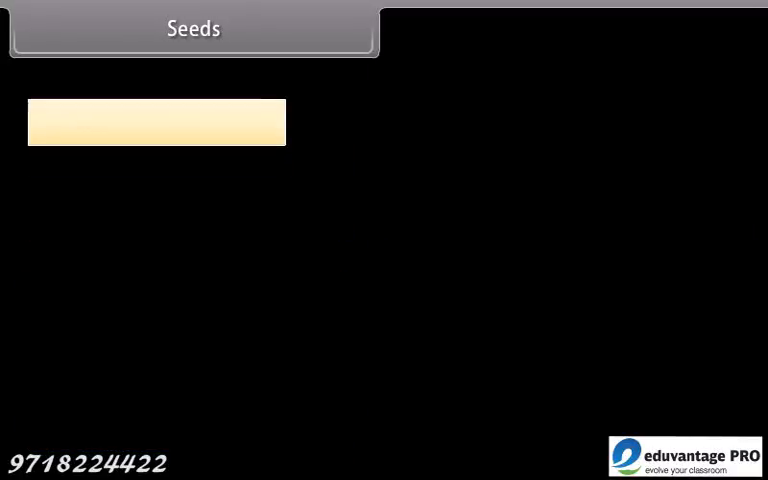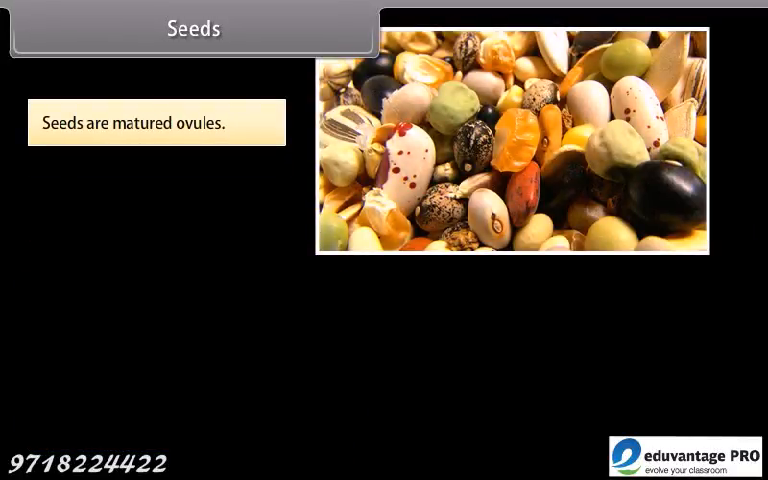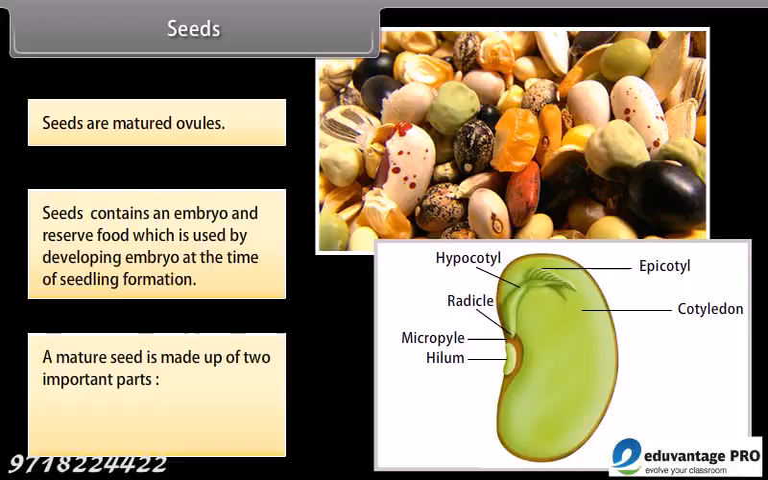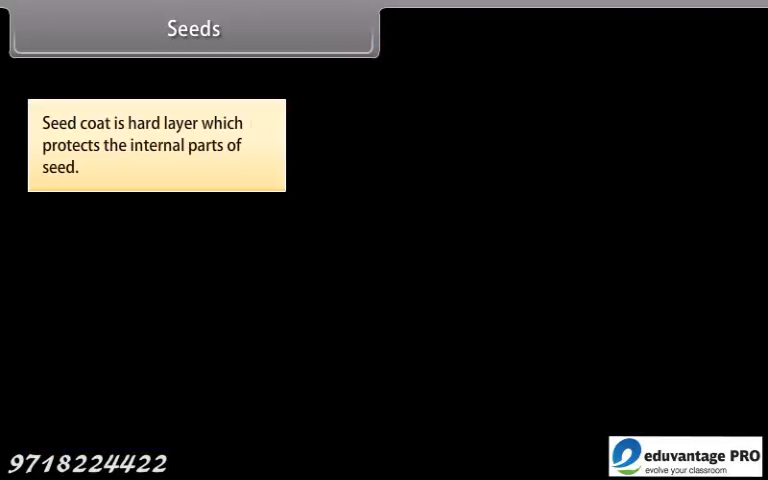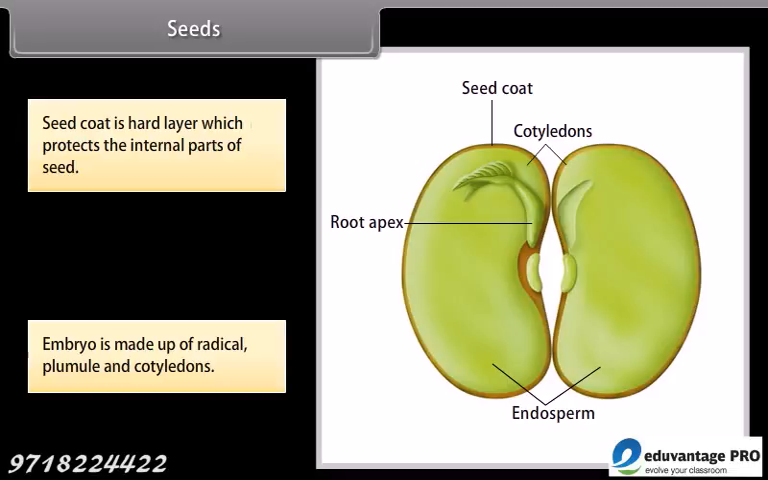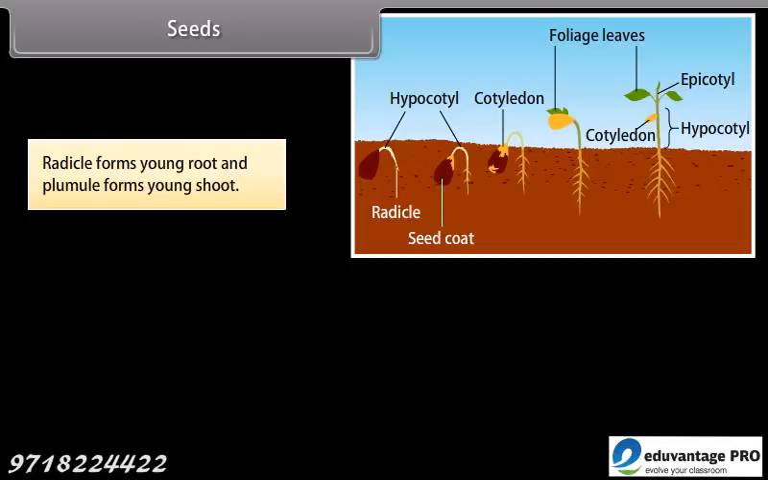Seeds. Seeds are matured ovules. Seeds contain an embryo and reserve food which is used by developing embryo at the time of seedling formation. A mature seed is made up of two important parts: seed coat and embryo. Seed coat is a hard layer which protects the internal parts of seed. Embryo is made up of radicle, plumule, and cotyledons. Radicle forms young root and plumule forms young shoot.